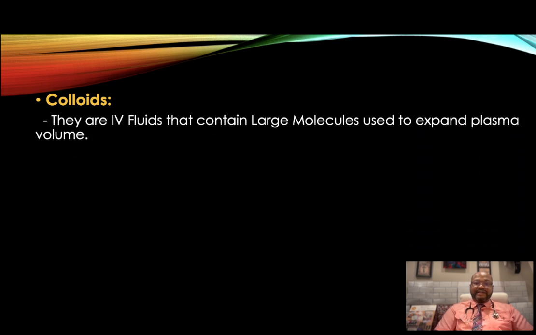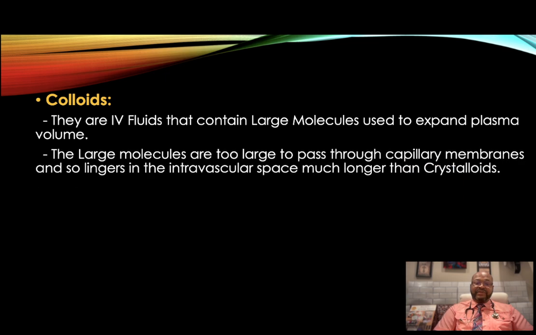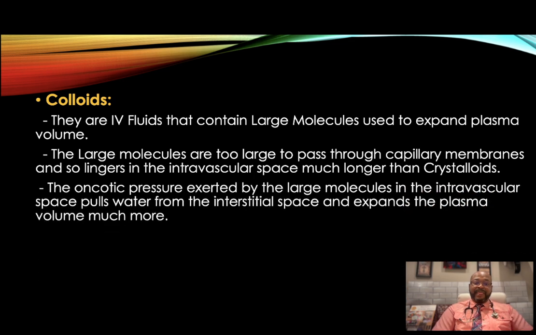So what about colloids? Colloids are IV fluids that contain large molecules. As opposed to the small molecules you see in crystalloids, colloids contain large molecules that are used to expand the plasma volume. The large molecules are too large to pass through capillary membranes, and so they linger in the intravascular space much longer than the crystalloid. The oncotic pressure exerted by these large molecules in the intravascular space pulls water from the interstitial space and expands the plasma volume much more.